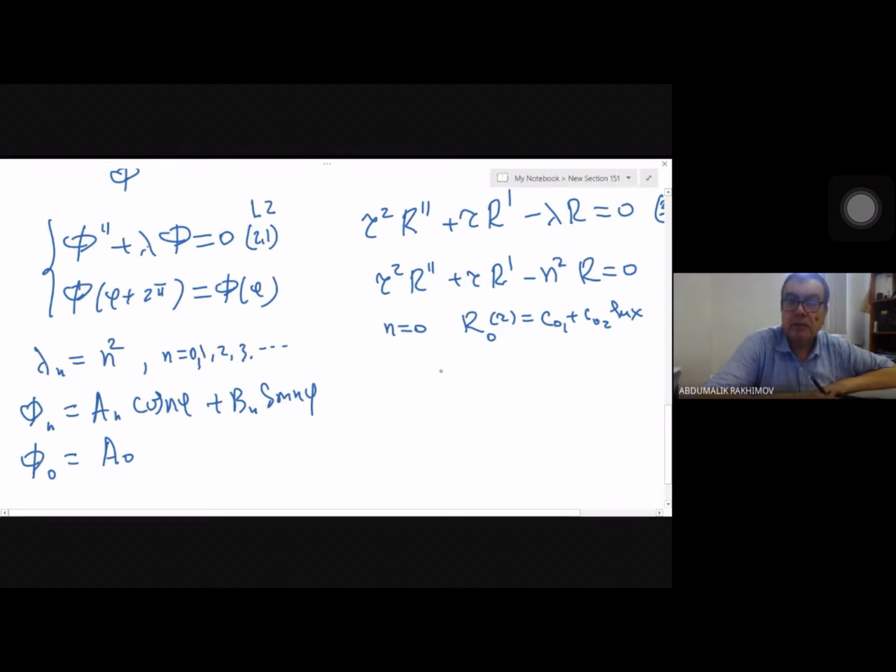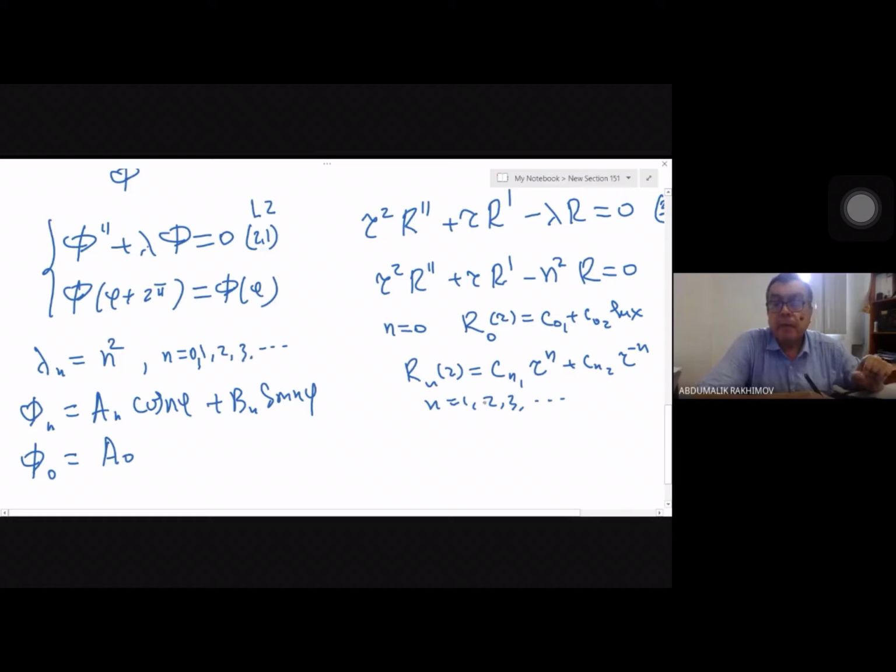But for the others, the solution will be Rn(r) equal to Cn1 r to the power n plus Cn2 r to the power minus n. So this will be the solution for n equal 1, 2, 3. Just check with lecture number 3. So when n equals 0, you will get this solution.